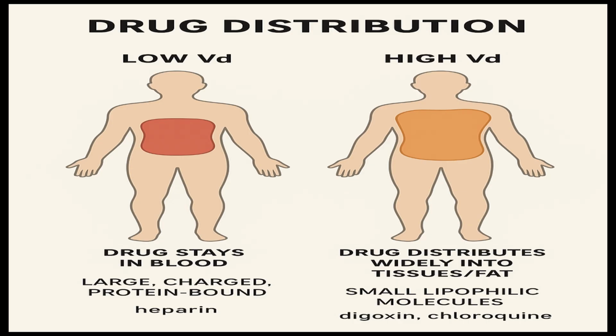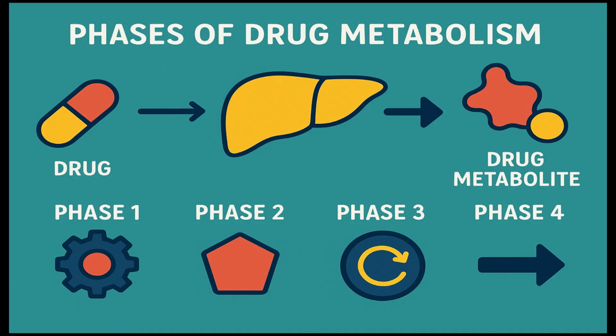And the opposite, if it stays in the blood. Then it has a low VD. This happens if the drug is water-soluble, hydrophilic, or if it binds really tightly to plasma proteins like albumin. It's stuck in the bloodstream, basically. So the concentration in the plasma is high relative to the dose, making VD low.